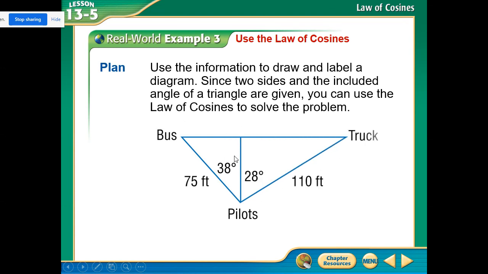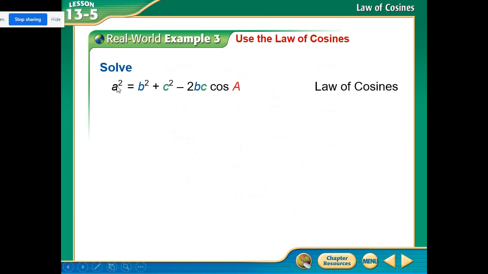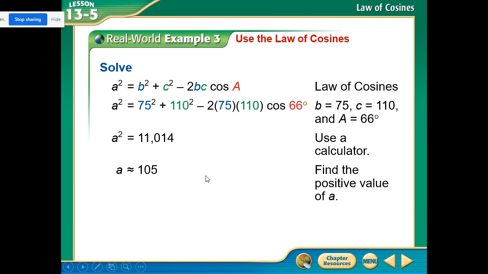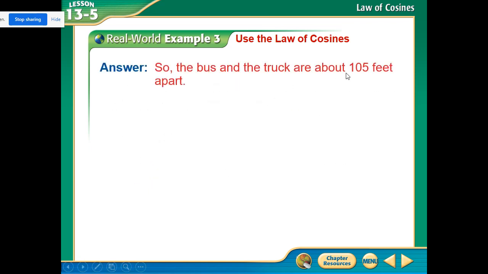So we can go ahead and create a diagram here. And so the bus was over here 38 degrees, and the truck was over here 28 degrees. And so we have a side, we know the angle, and the other side. And so we can use the law of cosines to go ahead and find out what that other side is across the way. So 75 squared plus 110 squared minus 2 times 75 and 110, cosine of 66. You get a really big number, but we're just taking the square root of it, so 105. So they are 105 feet apart.